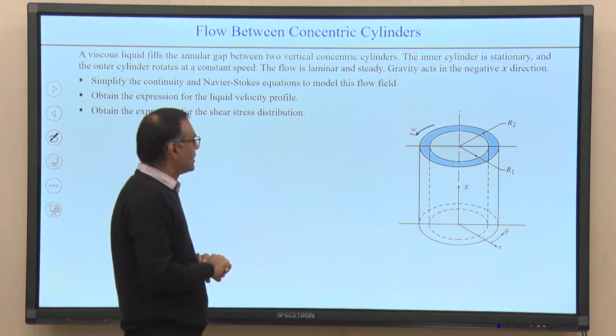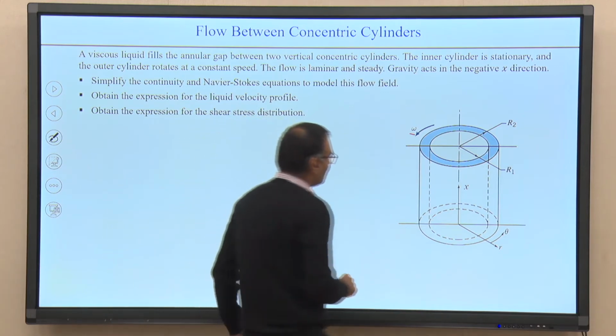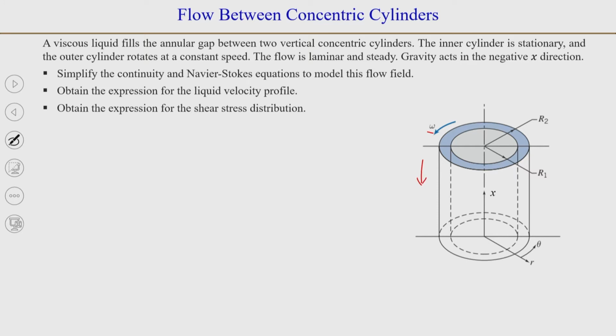Okay. So, gravity is acting in the negative x direction. You can see the coordinate arrangement, the r and theta coordinates here, and the axial coordinate is taken as the x coordinate. The radius of the inner cylinder is r1 and the radius of the outer cylinder is r2, and we need to simplify the mass and momentum conservation equations and find the velocity profile.